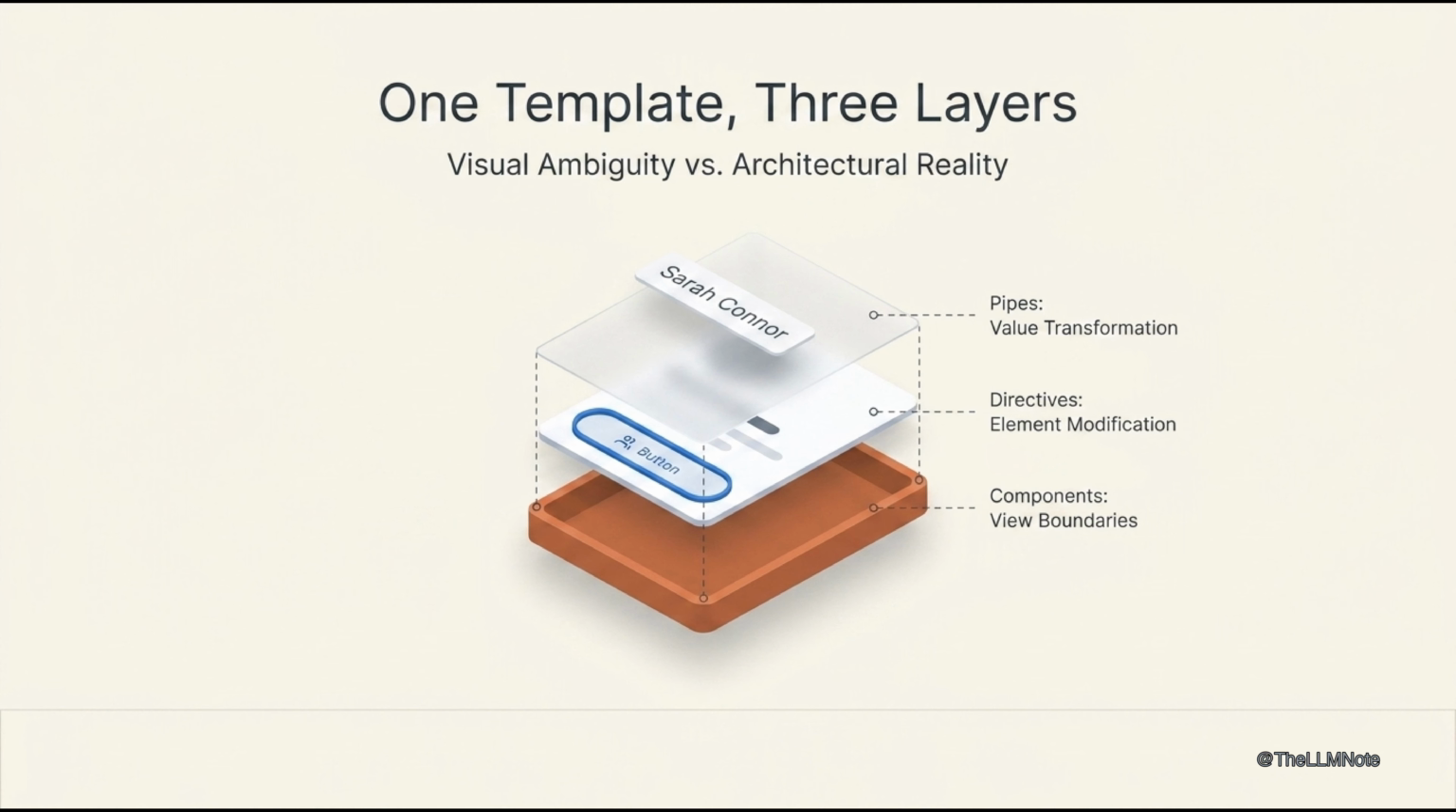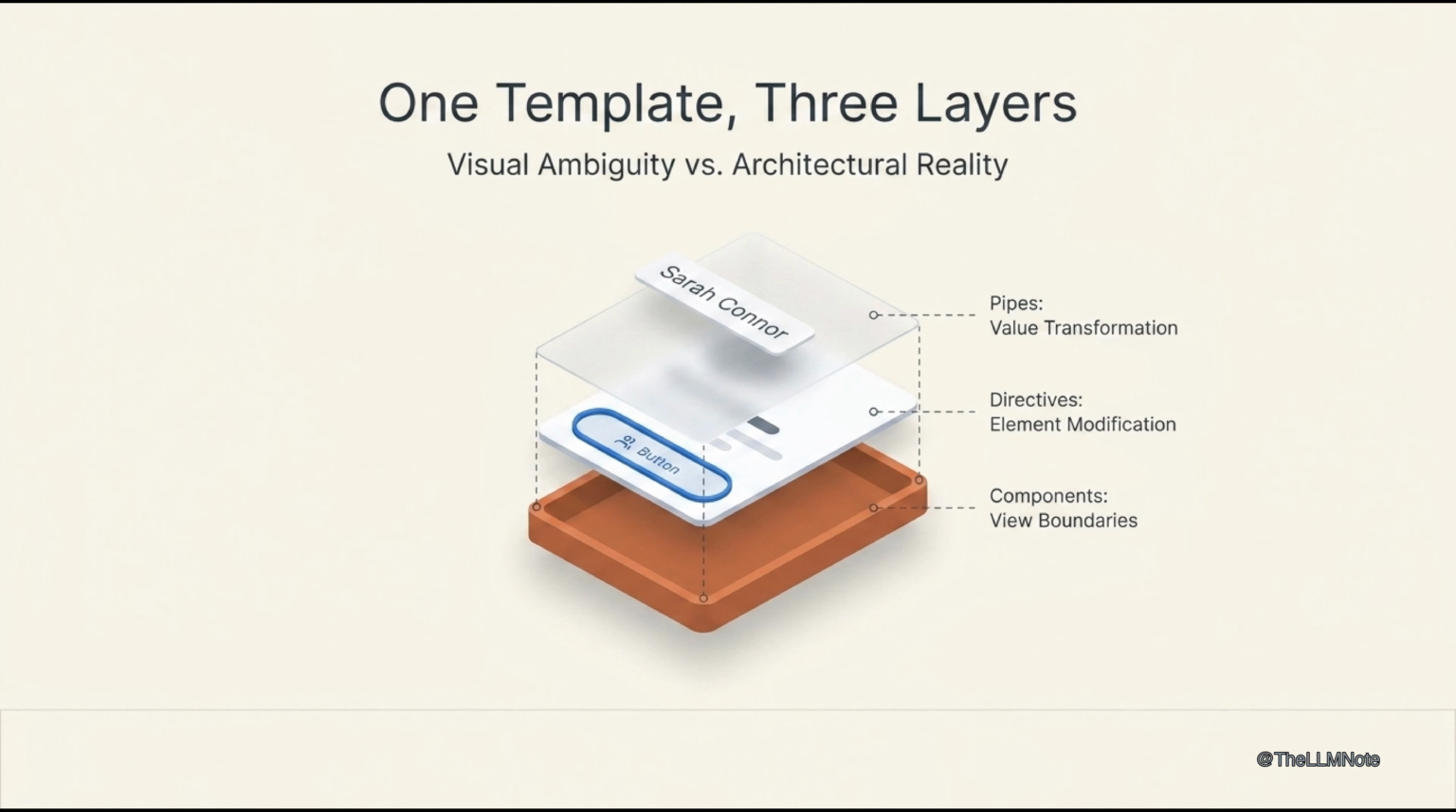The wrong choice scales into friction. More specifically, it creates long-term maintenance challenges. So what's the real problem? Let's talk about one template, 3 layers. A template can be ambiguous.